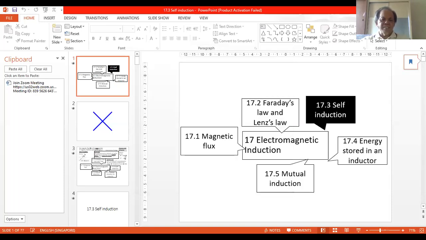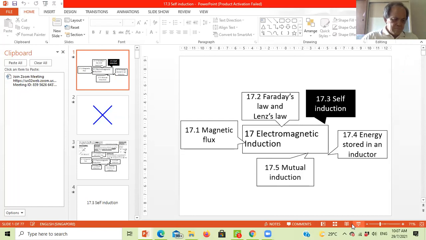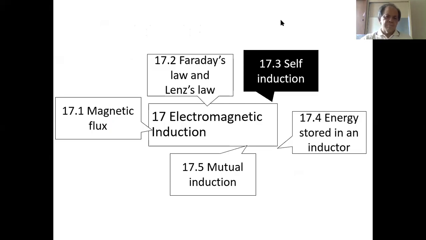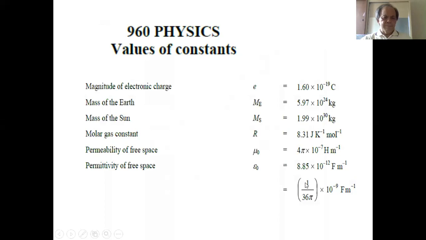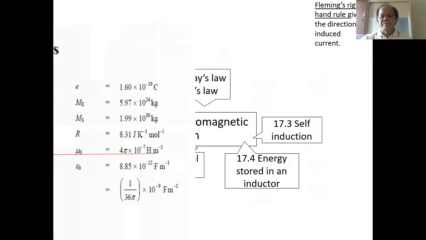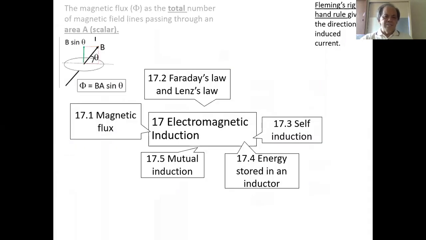Okay, let's go to self-induction today. We still have energy and we still have mutual induction. That's your value of constant. You must know where to find what you want. I'll copy part of it for you. So all these things you must know.